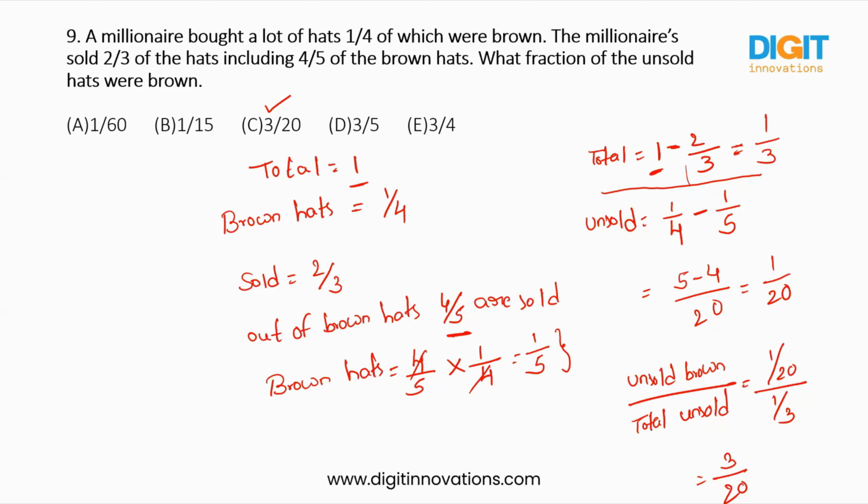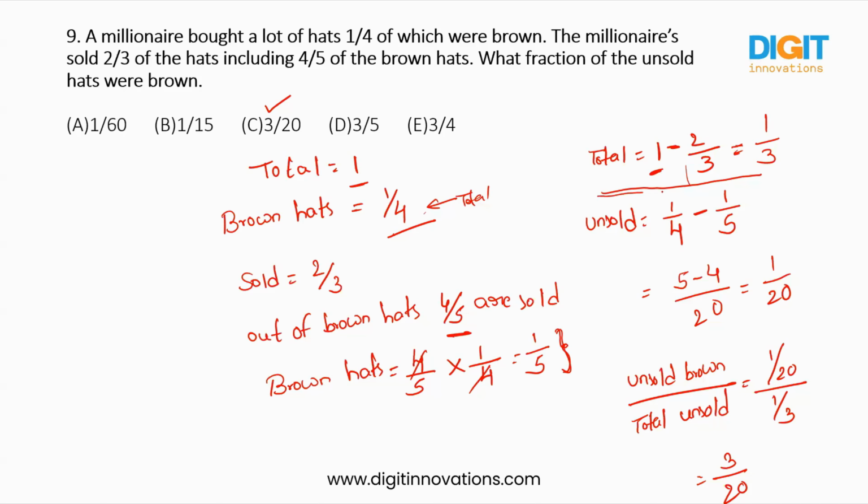So you got to know 4 by 5 were sold. If you know how many hats there were, the total is 1 by 4. You know 1 by 4 were brown hats in total, right? These are the total brown hats. In these total brown hats, 4 by 5 were sold. 4 by 5 into 1 by 4, then you will get 1 by 5. So how many were there? 1 by 5. So that means 1 by 5 got sold.